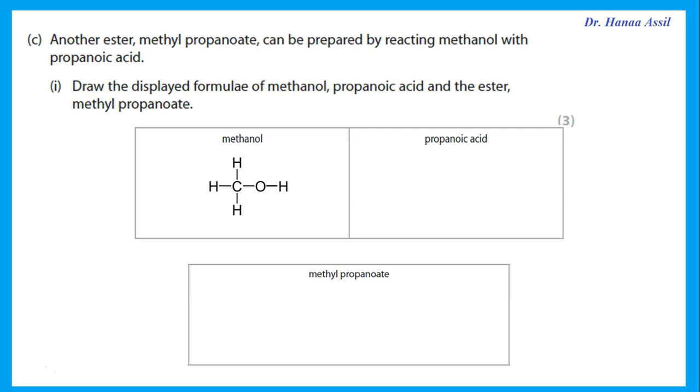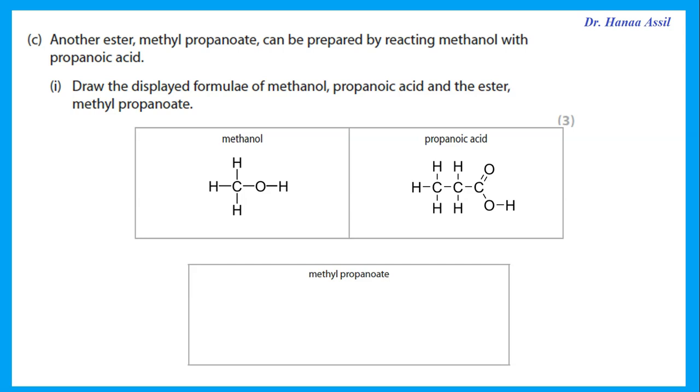Now, how do we draw propanoic acid? Prop means how many carbons? 3 carbons. Acid means the last carbon has double bond O, single bond OH, and this is how you draw it as a displayed formula. Please remember, there is a bond between the O and the H.